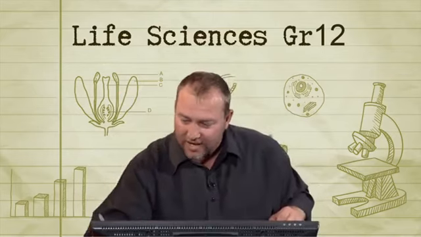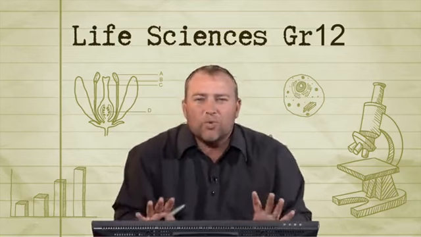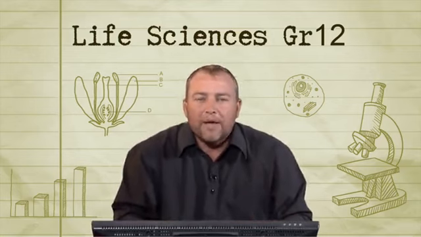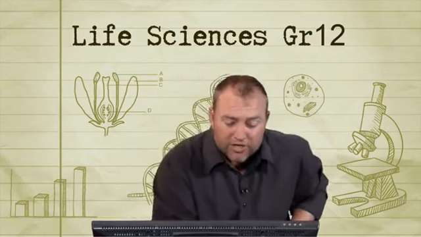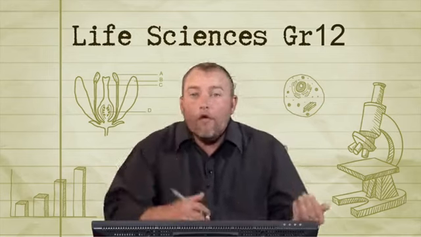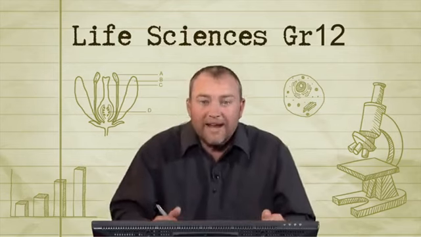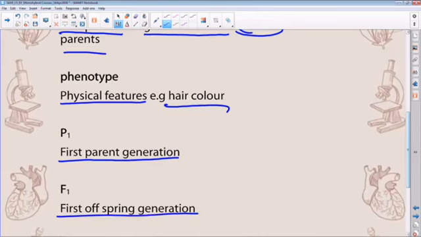Now, next one we're having a look at is your P1 and your F1 generation. The best way to always think about this is P1: P for parents, the first set of parents. So it's the first parent generation. If I have a look at the F1, it is the offspring. So F1 is the first offspring generation.